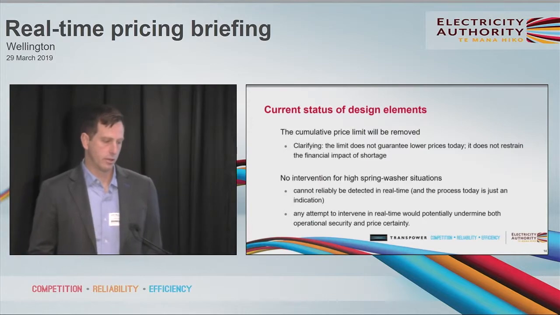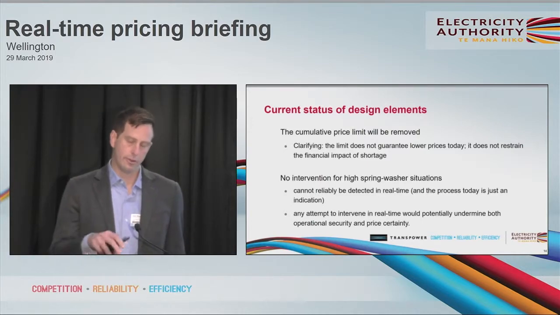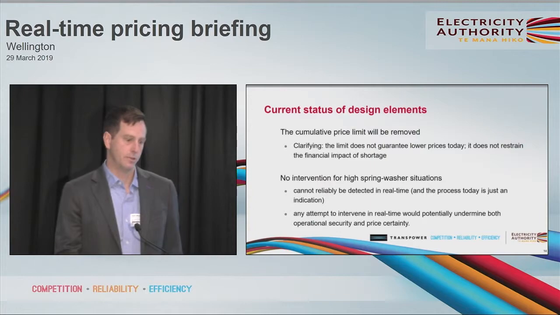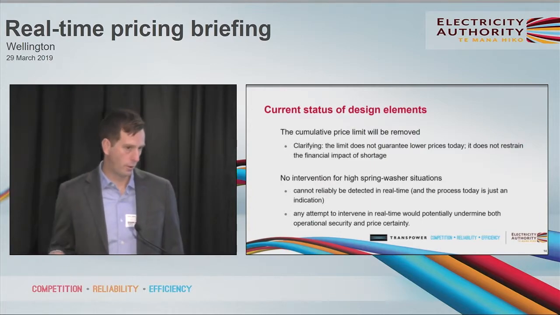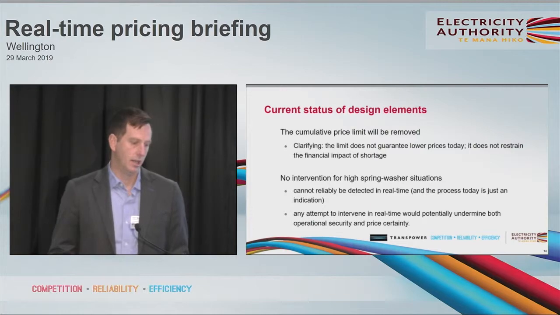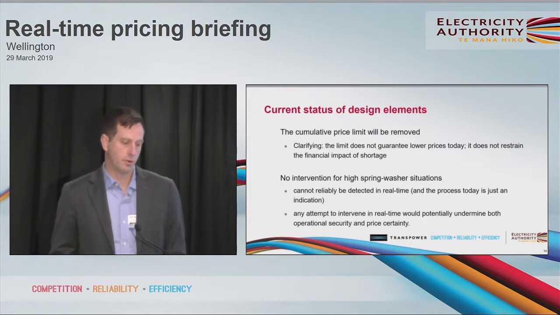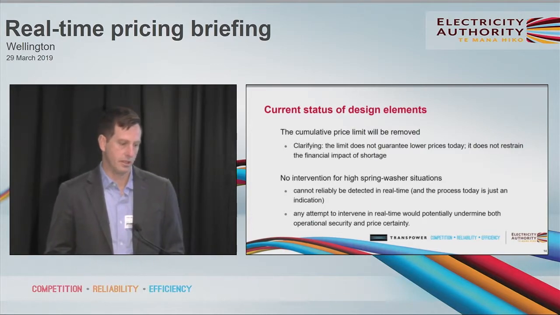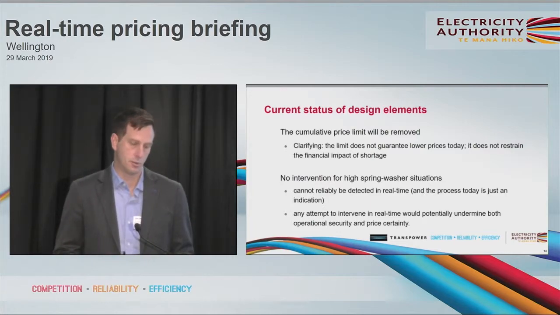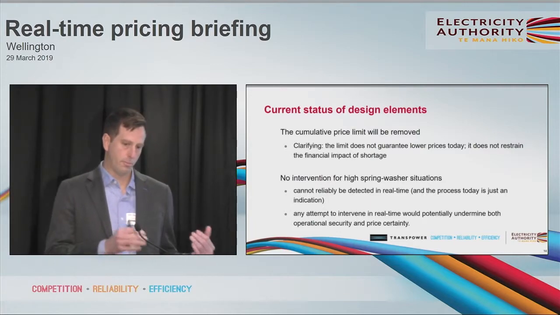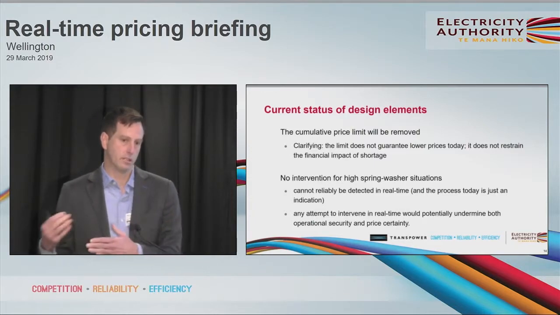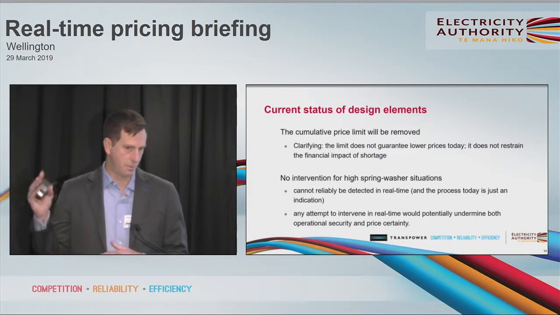We'll be removing the cumulative price limit that applies for the current ex-post scarcity pricing arrangements. Responding to some of the points raised in submissions, we just want to emphasise that that limit does not guarantee lower prices today, and it does not restrain the financial impact of any shortage, because if you stop using the scarcity pricing arrangements, that does not automatically mean that prices become benign. They could still be much higher than that.